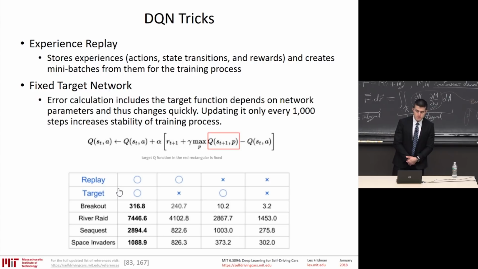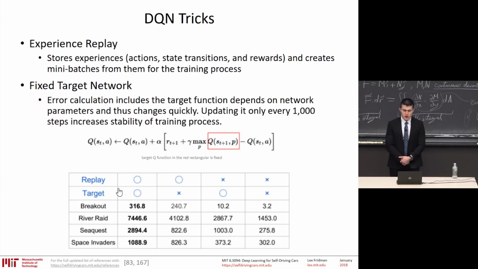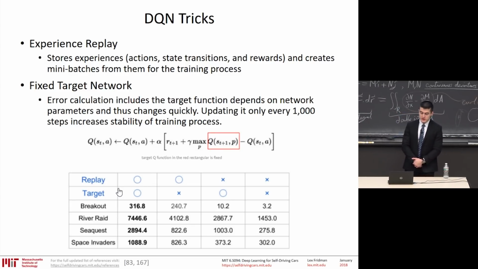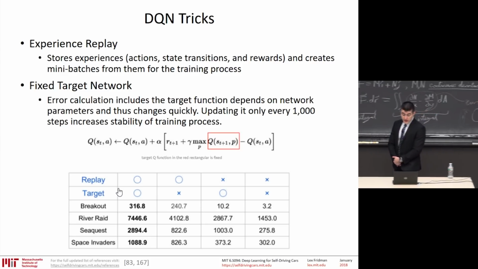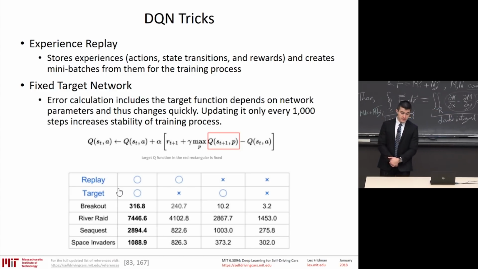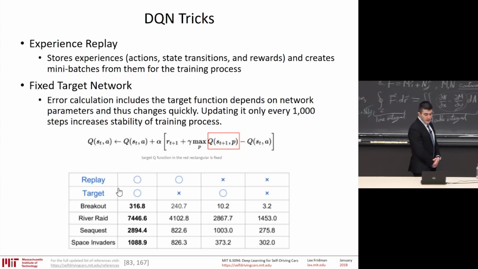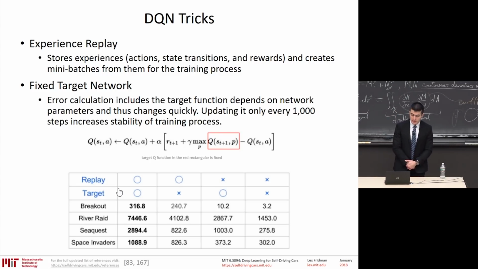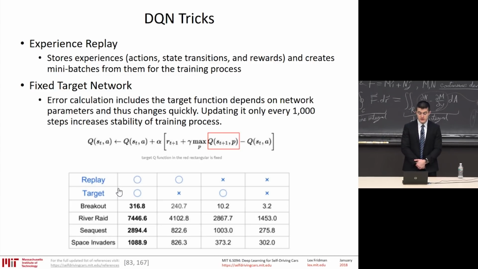Here on the bottom, the circle is when the technique is used and the X when it's not, looking at replay and target, fixed target network and experience replay. When both are used for the game of Breakout, River Raid, Seaquest, and Space Invaders, the higher the number, the better it is, the more points achieved. So it gives you a sense that replay and target both give significant improvements in the performance of the system. Order of magnitude improvements, 2 orders of magnitude for Breakout.